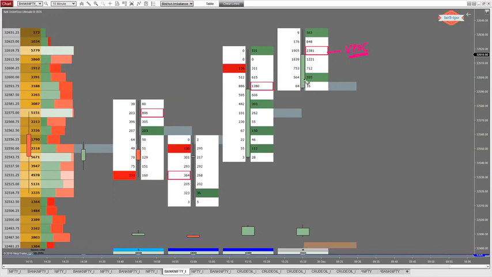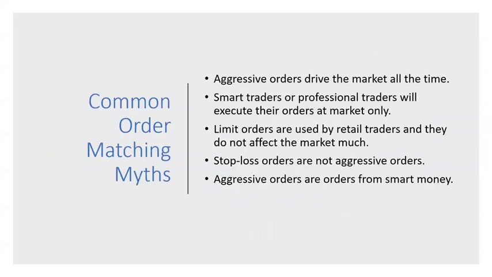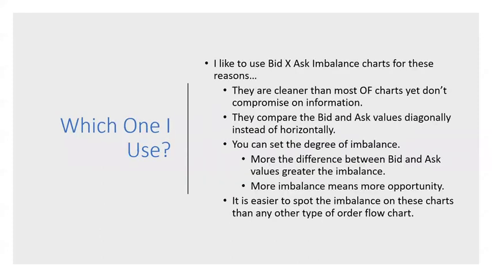All right. So these are the different ways the order flow chart is plotted. And which one do I use? As I discussed already, I'm using the bid ask imbalance chart. And what are the reasons?